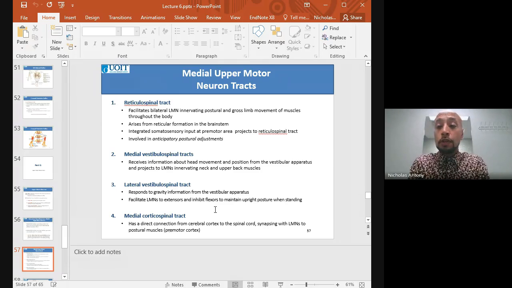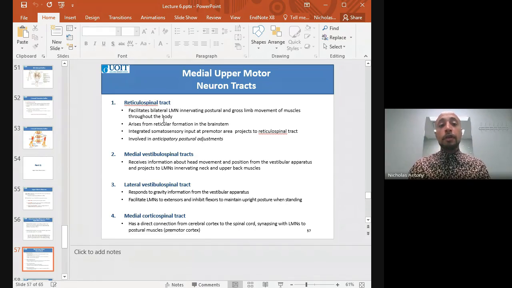The 4 upper motor neuron tracts involved in that are located on this slide here. So we have 4 medial upper motor neuron tracts. These 4 tracts are utilized for activating our core and posture muscles in response to different stimuli. The main tract is the reticulospinal tract, and what this does is it facilitates the activation of our posture and girdle muscles. So it's the baseline activation of our posture muscles, okay?